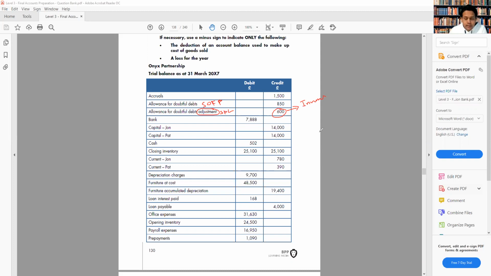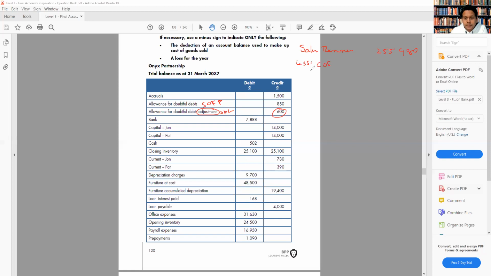Okay, so let's have a look at this question and try to solve it together. Start with the first one, sales, or revenue. So how much is the sales revenue? 25,54,480. So this is our sales. From the sales, we need to minus the cost of sales.